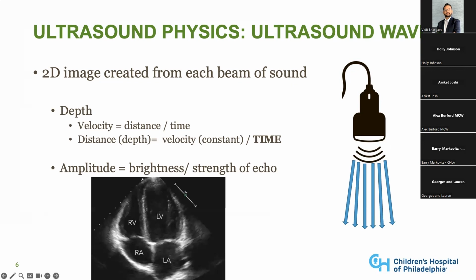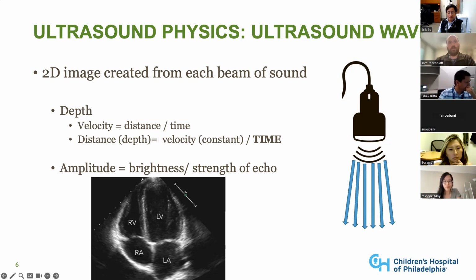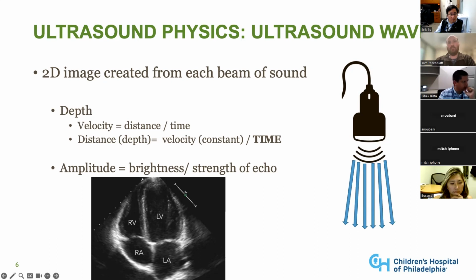The image that you'll see at the bottom is created through two metrics. It's a 2D image, so depth and then amplitude is what you see. The depth is related to velocity, which is equal to distance over time. If we rearrange that, distance or depth is a relationship of velocity, which is a constant mediated by the medium the sound waves are going through, and time. How long does it take that sound wave that was sent out to come back to the probe? That's how it can determine how deep an object is. Where is the LA compared to the LV? How close is it to the probe, and how far is it from the probe?